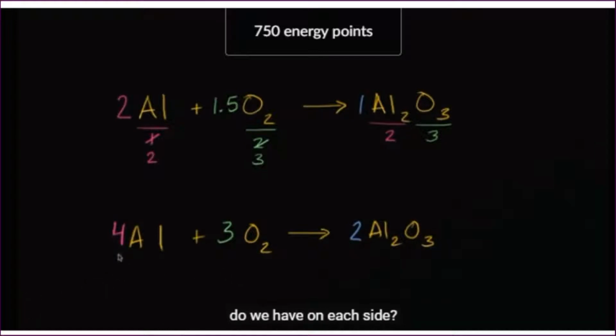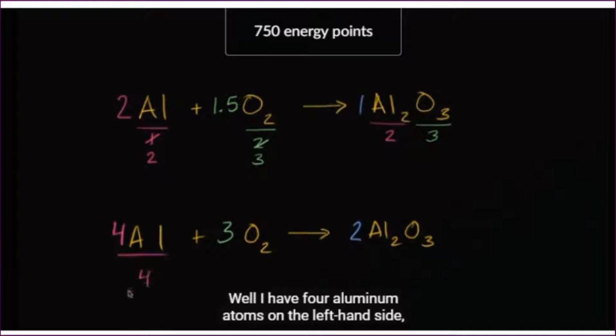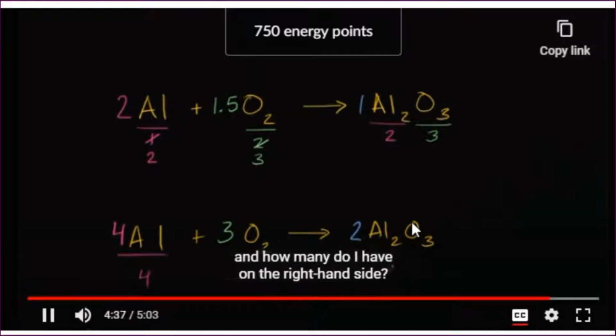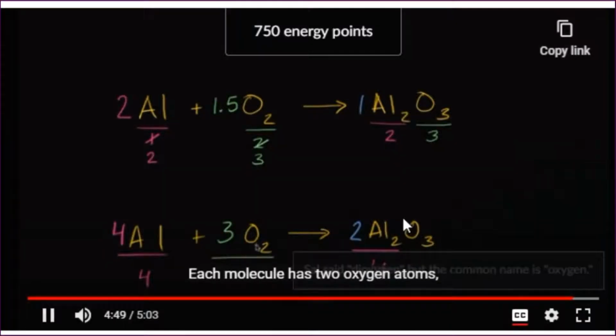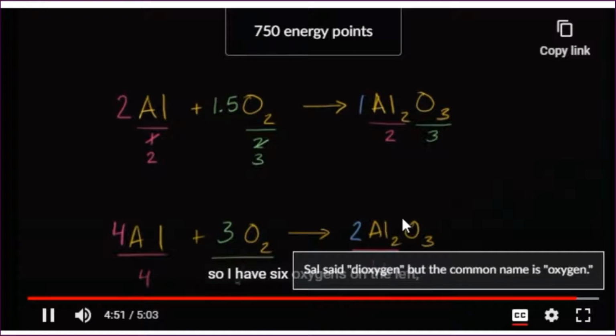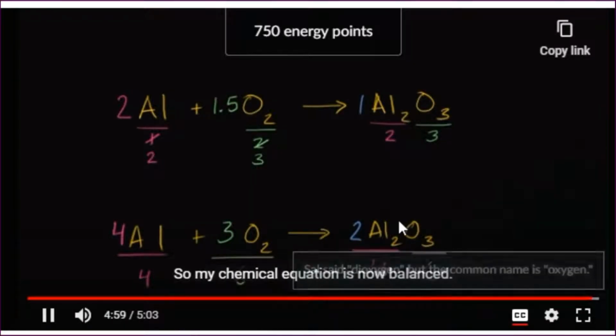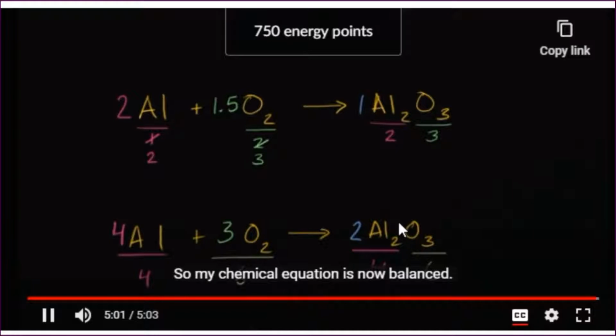Well, I have 4 aluminum atoms on the left-hand side. And how many do I have on the right-hand side? I have 4 aluminum atoms. How many oxygens do I have on the left-hand side? I have 3 molecules of dioxygen. Each molecule has 2 oxygen atoms, so I have 6 oxygens on the left, and I have 2 times 3 oxygens on the right, or I have 6 oxygens. So my chemical equation is now balanced.